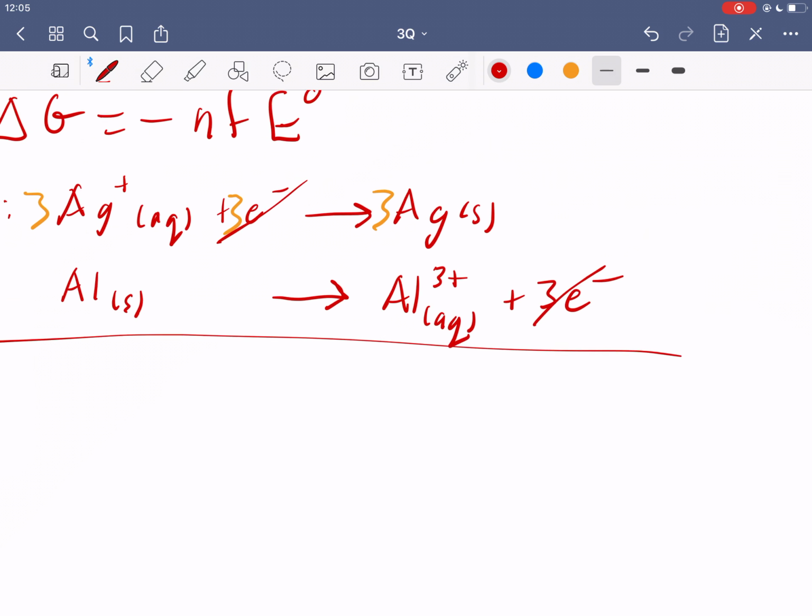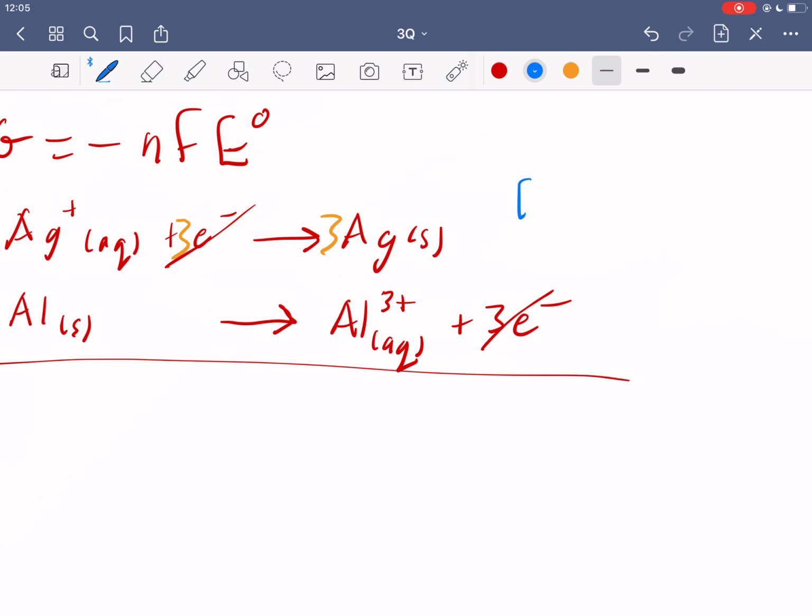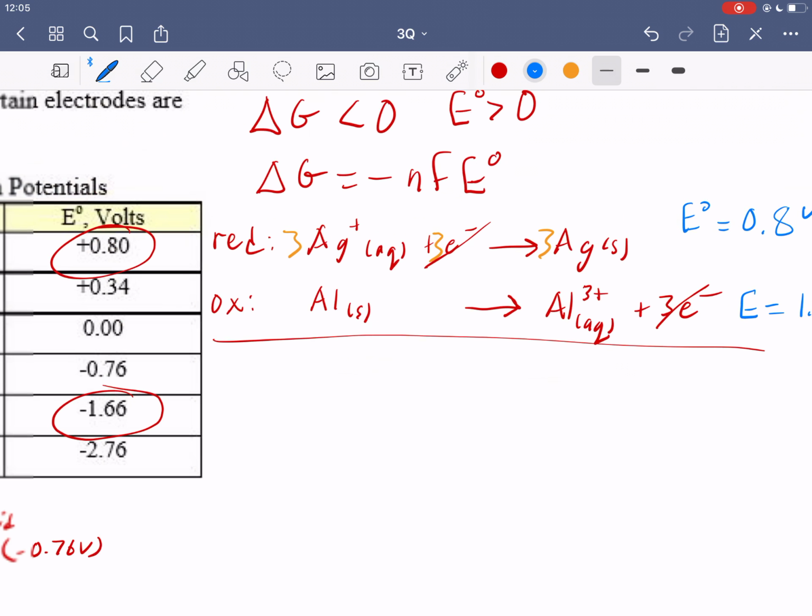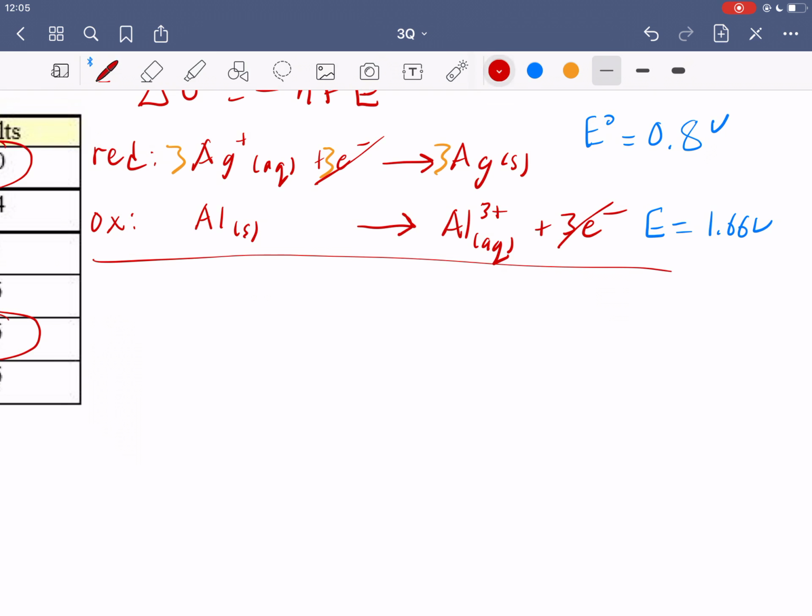So let me also add in my E naughts. E naught for the reduction reaction was positive 0.8 volts. And then E naught for this one, sign is flipped, so now it's positive 1.66 volts. Let's write the final reaction. 3 of this silver plus the solid aluminum. That goes towards these products.